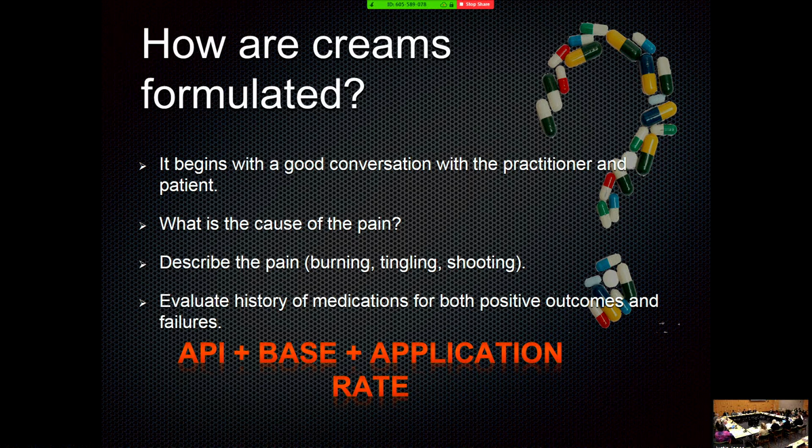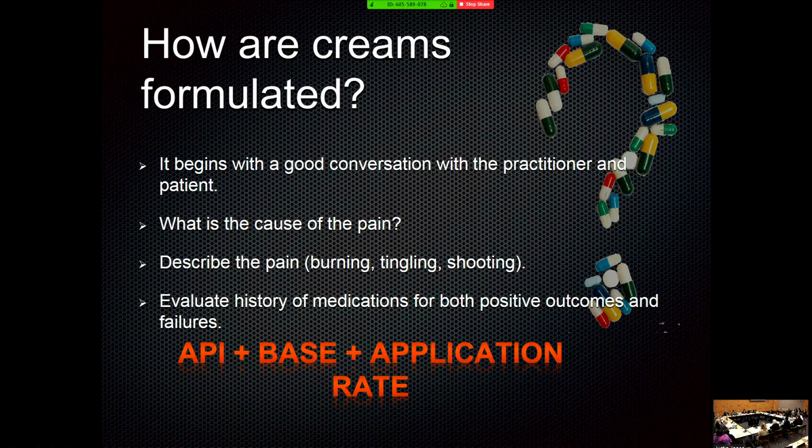And in a nutshell, it has to begin with a good conversation with the practitioner and the patient. We need to know what's the cause of pain. So when a practitioner wants me to put together a formula, or help them put together a formula for a patient, we need to know what's causing the pain. And also, we need to really talk with the patient. We ask them, what's the pain like? What are the symptoms? And one of the most important questions we can ask is to evaluate the history of the medications that have been tried and look at the positive outcomes and also the failures.